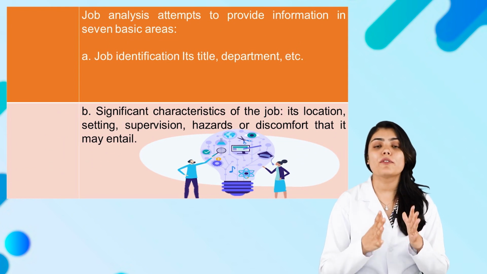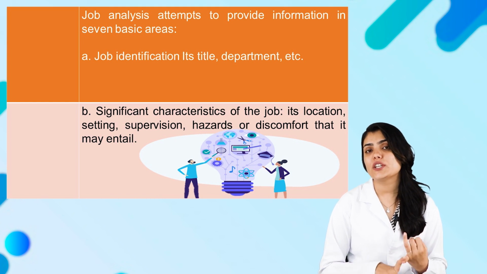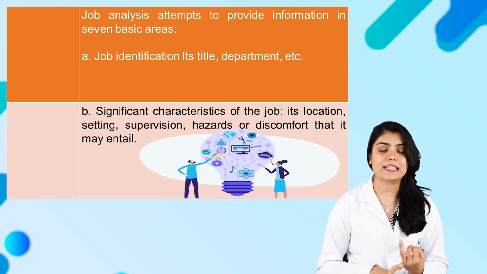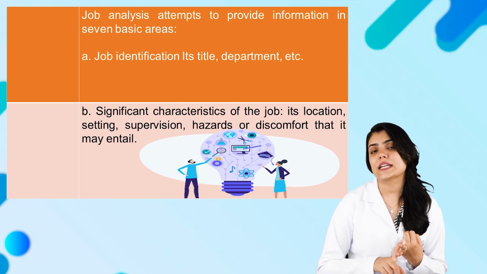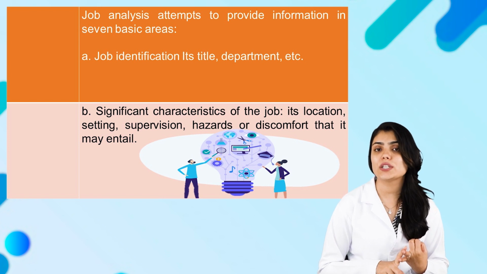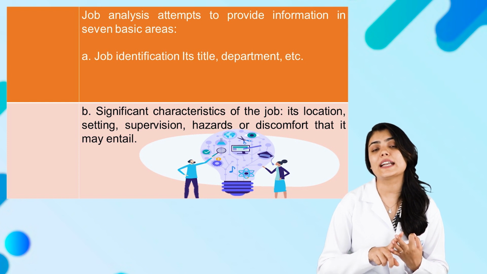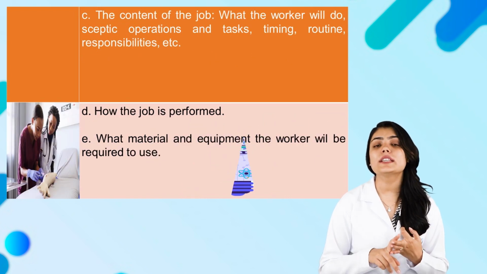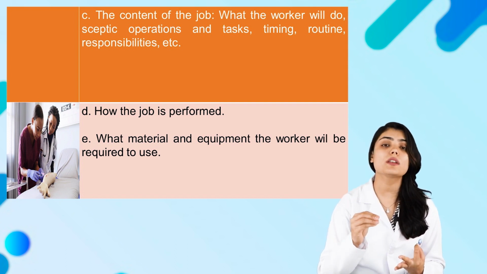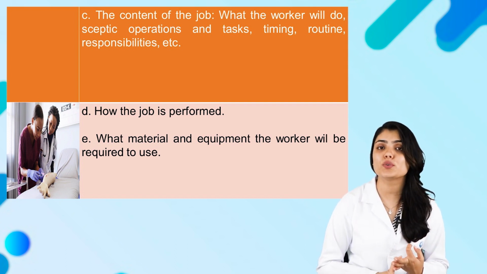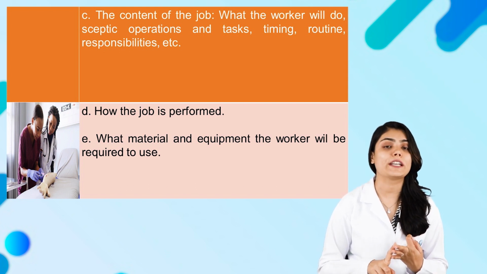The job analysis provides 7 basic pieces of information related to the job, which includes the job identification, its title, and the department. The second thing included in job analysis is the significant characteristics of the job, such as its location, setting, supervision, as well as hazards and discomfort that the job may have. The third thing is the content of the job, which includes what the worker or the employee will have to do: the tasks, timings, routines, and the responsibilities for the particular employee.